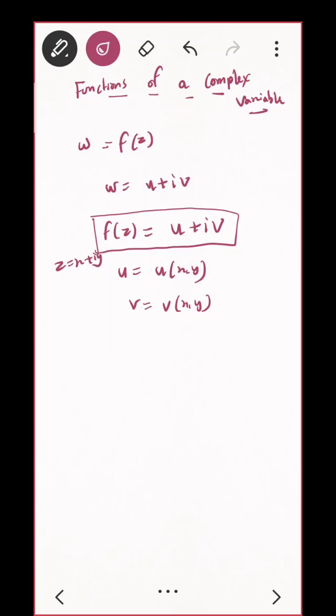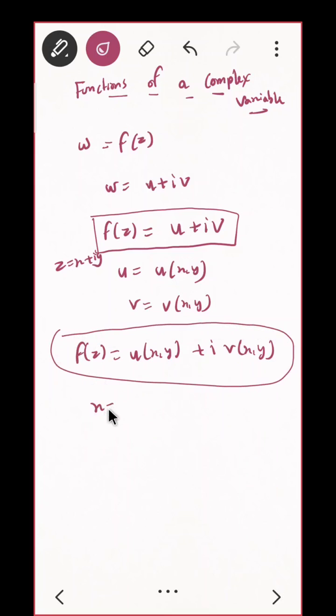So now you can make f of z equal to u of x comma y plus i times v of x comma y. Any complex valued function can be written in this form, correct? And you can make it in polar form also by substituting x equal to r cos theta and y equal to r sin theta. That means you can substitute z equal to r e raised to i theta. So if you substitute this in your equation, then your function will be f of z equal to u of r theta plus i v of r theta.